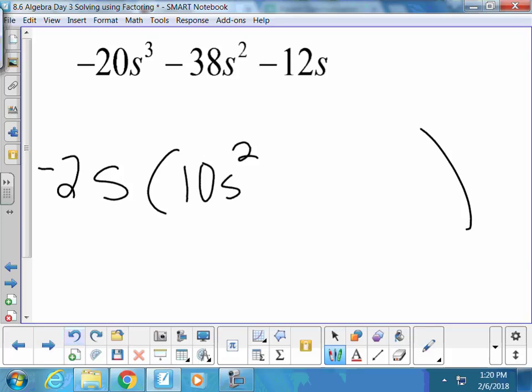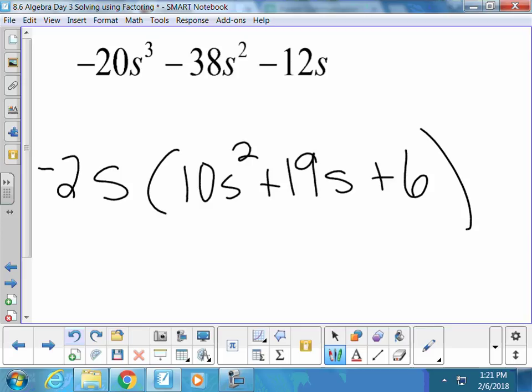Okay. How about -38 S squared divided by -2S? You can use your calculator if you can't divide that in your head. How's positive 19 sound with an S? And then what's -12 divided by -2? Positive 6. Perfect. Okay, looks good.